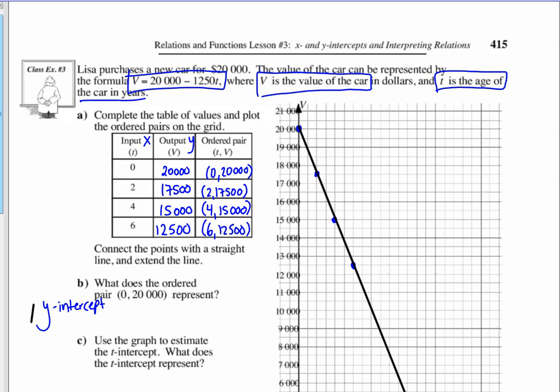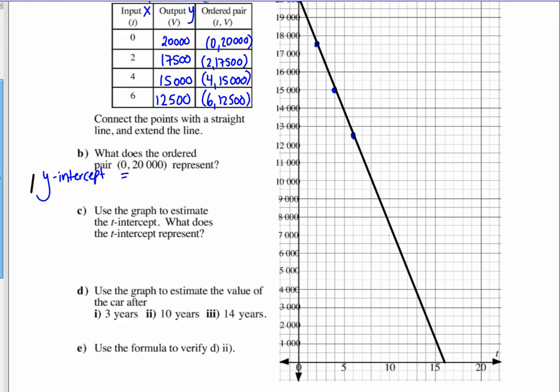Why do I know it's the y-intercept? Because x is 0, right? So, in terms of the context of the question, this is when the age of the car is what? 0. Exactly. Age of the car is 0 years. And what does the 20,000 represent? Its value. And so at 0 years, the value is 20,000. So the age of the car is 0 years, and its value is 20,000 when it's brand new.